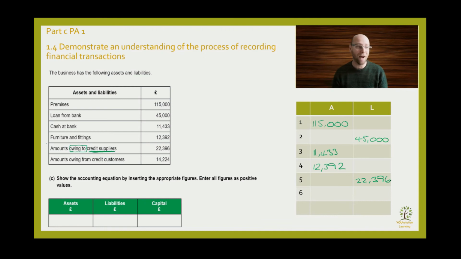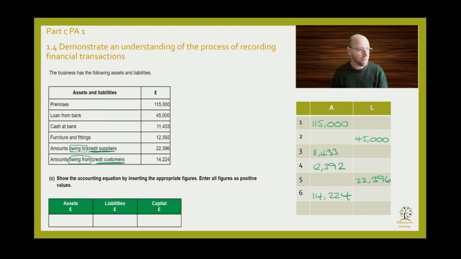So row 6 is the amount owing from credit customers. And again, we've got clues there that help us. We've got amounts owing from credit customers, and it tells us that they're credit customers. So when businesses owe us something, like our credit customers do, then that's an asset to the business. It's something that we're going to receive in the future, and it's going to be a benefit to the business. So that is an asset. So on row 6, we're just going to write under asset column £14,224.